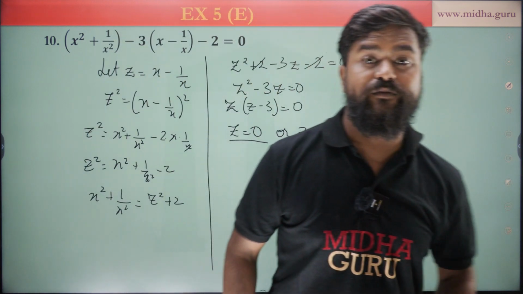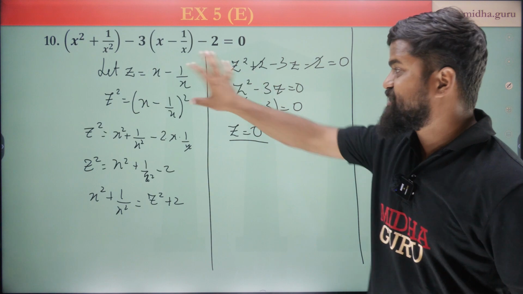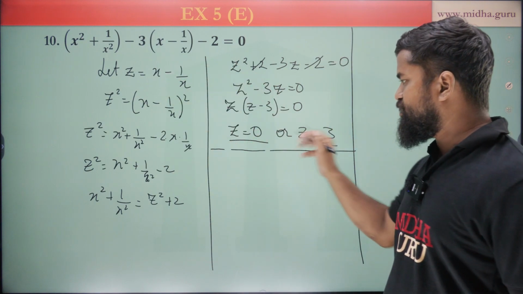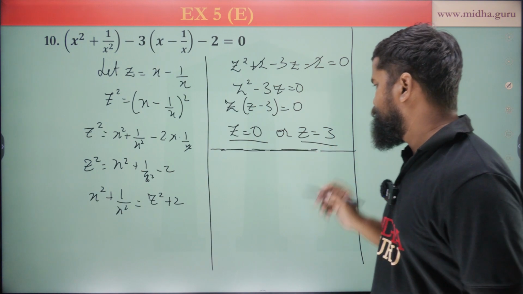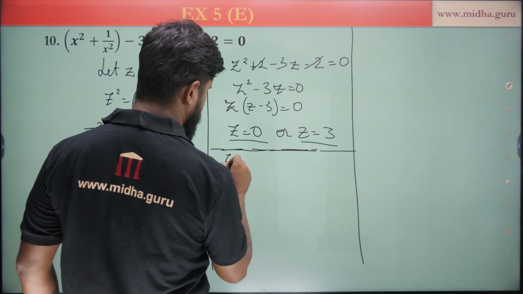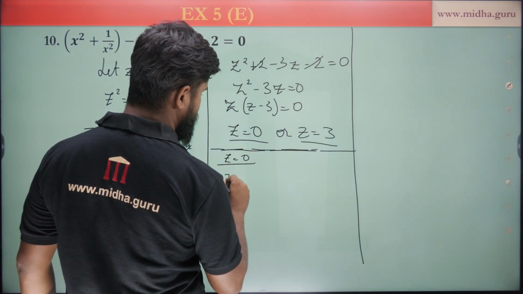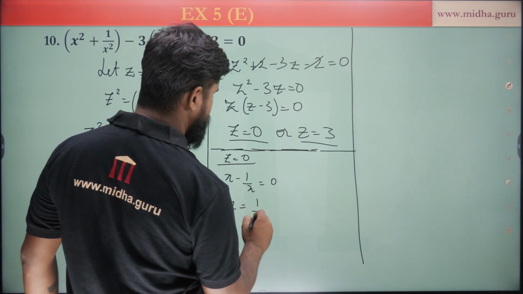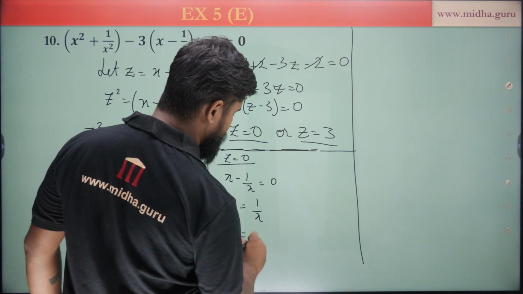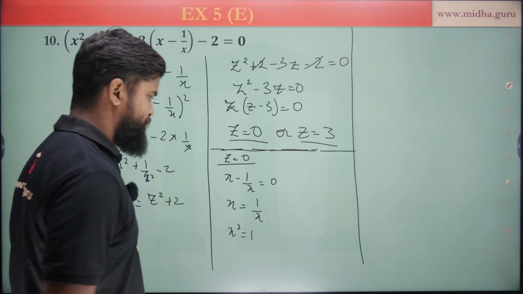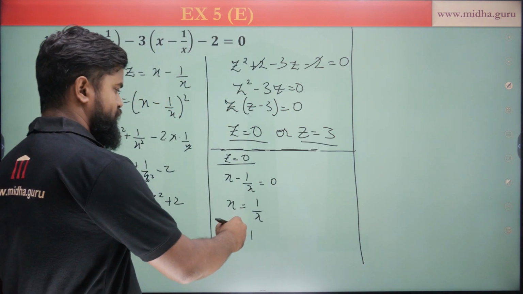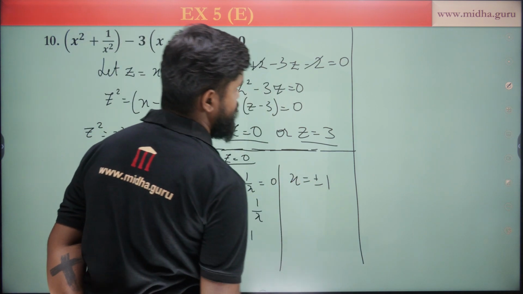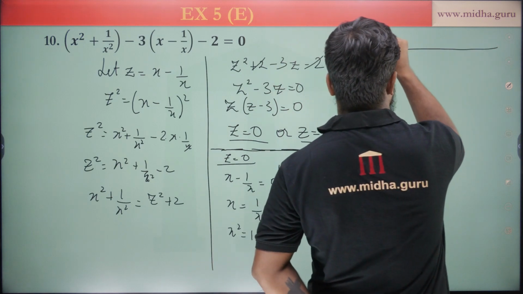These are the possible values for z, not for x. Now we are supposed to find the values of x based off of these two values. Now when z is equal to 0, which means x minus 1 by x is equal to 0. So x is equal to 1 by x, which means x² is equal to 1. Then we can take the square root, which will become plus or minus 1. Up here we will just be writing all the values of x which we get.